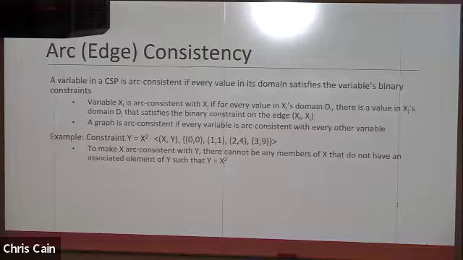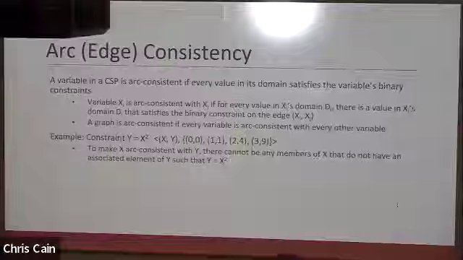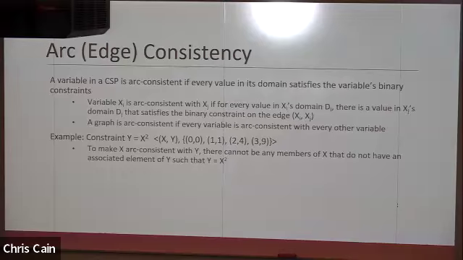So making x arc consistent with y, no members of x that don't have an associated element of y such that the constraint is satisfied, and vice versa. To make y arc consistent with x, there cannot be any members of y that don't have an associated element of x such that y equals x squared.